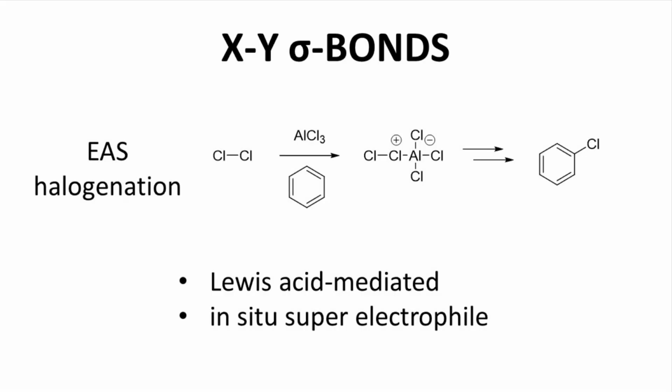Other sigma bonds can also be electrophiles and are subject to nucleophilic attack. In an electrophilic halogenation, Cl2 reacts with aluminum trichloride to form this aluminum complex. The aluminum with 4 chlorines is essentially an incredible leaving group, so the terminal chlorine is attacked and the Cl-Cl sigma bond breaks. This intermediate complex is a very strong electrophile.